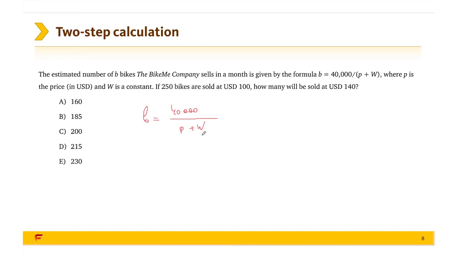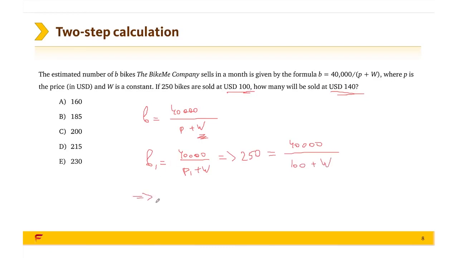The problem is that we have this unknown here, W. We need to figure out what W is before we can plug in the numbers for the new pricing, and then figure out the number of bikes that would be sold. But getting W out of this equation is easy because we have the value for this price point, $100. And then that would be B1 equals 40K over price 1 plus W. And we know that B1 is 250 and P1 is 100.